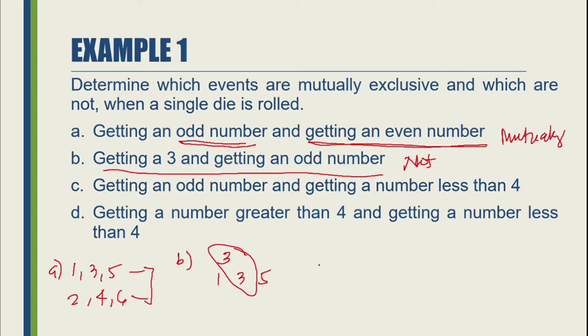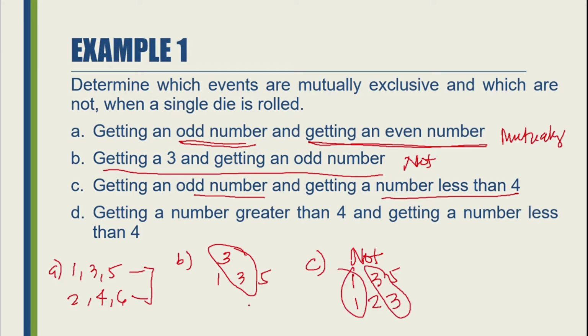Letter C, an odd number and a number less than 4. This is not mutually exclusive, because the odd numbers are 1, 3, 5 and the numbers less than 4 are 1, 2, and 3. Therefore 1 and 3 are common to both. So these events are not mutually exclusive because the events occur together.